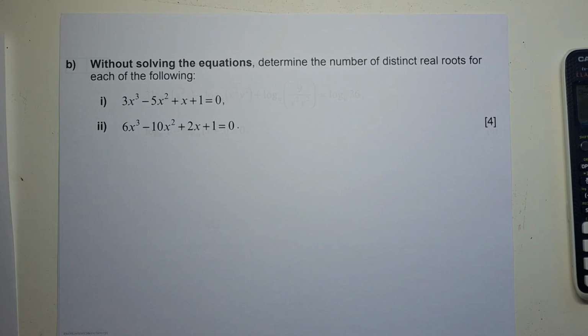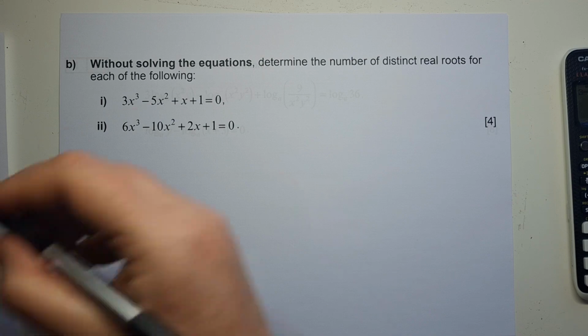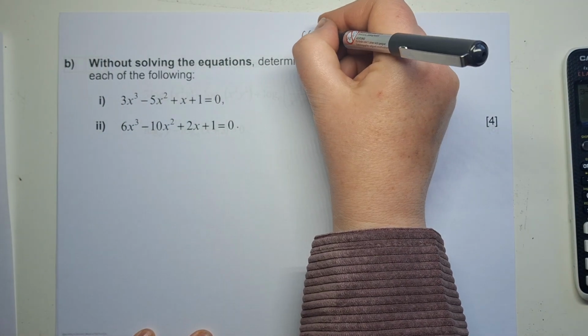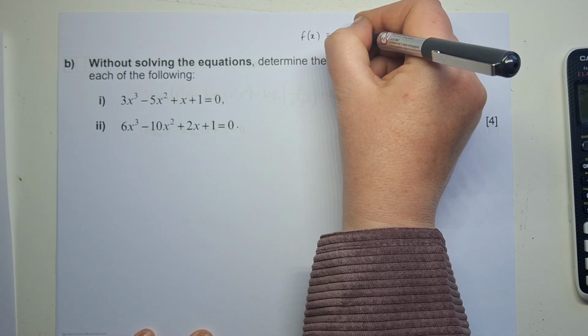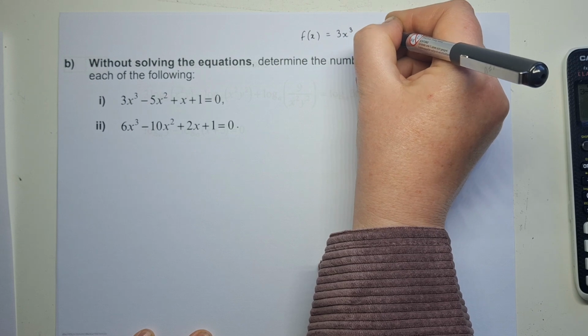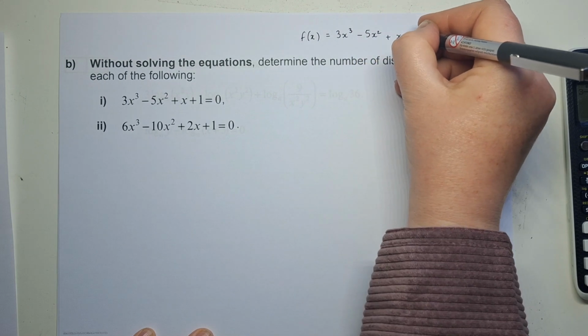Question 14b. Without solving the equations, determine the number of distinct real roots for each of the following. Okay, so I am going to need to sketch the original curve. Our original curve was 3x cubed minus 5x squared plus x minus 6.